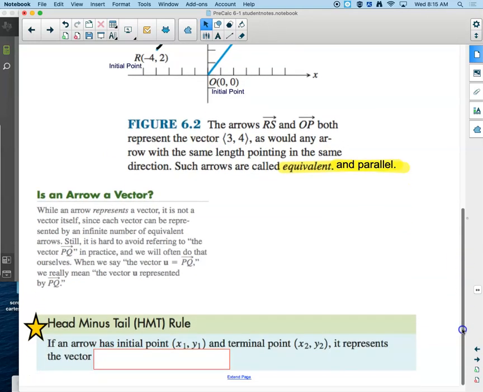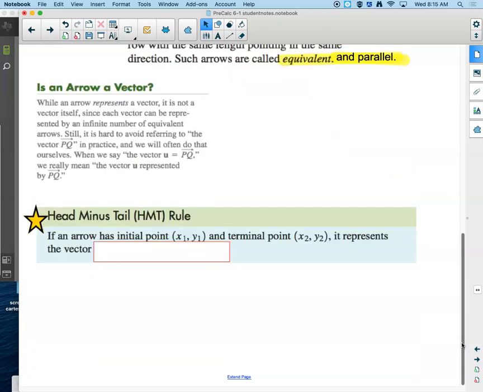Now this little piece here adds a little bit to this, and that is what I was talking about before. It represents a vector. It's not the actual motion itself, it's just a representation of that. So while an arrow represents a vector, it is not the vector itself, since each vector can be represented by an infinite number of equivalent arrows. Still, it's hard to avoid referring to the vector PQ in practice, and we do that anyway to be able to talk about them. So when we say the vector u equals vector PQ, we really mean the vector u is represented by the vector PQ in the picture. It's a representation of the vector.